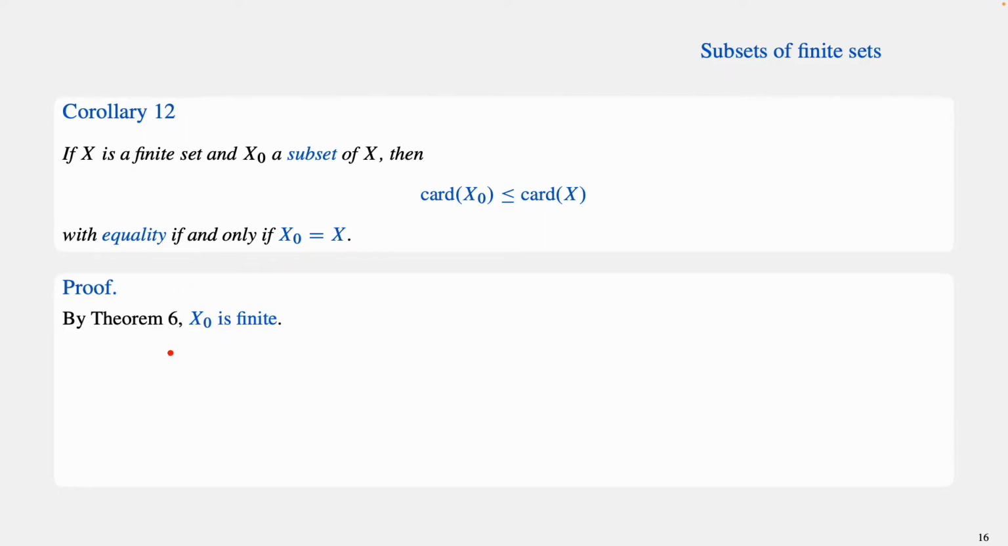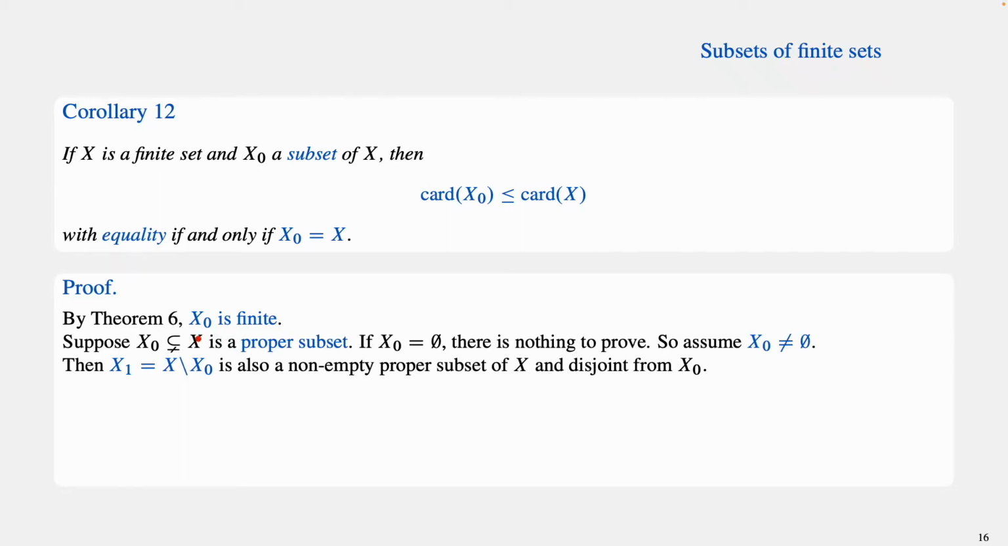Now, we've proved before in Theorem 6 that the subset of a finite set is finite, so we know x0 is finite. And of course, if x0 is identical to x, then this is trivial because it's the same set, which of course has the same cardinality as itself. So we assume now that x0 is a proper subset, so there exists some element in x that is not contained in x0. If x0 is the empty set, then there's nothing to prove because its cardinality would be 0 and this would be satisfied. So we assume x0 is not the empty set. And then we can look at its complement in x, call this x1, which is x without x0. And this is also a non-empty proper subset of x, and this is disjoint from x0.